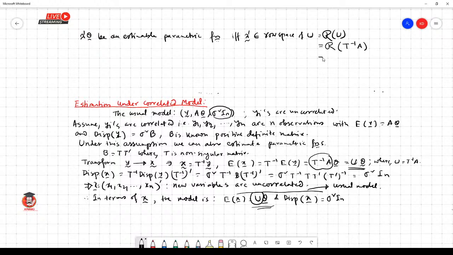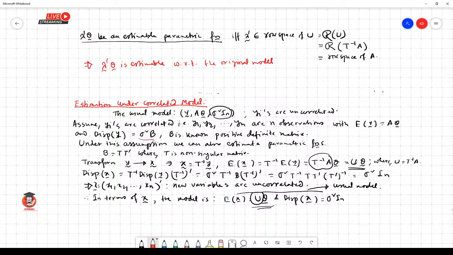and the row space of T inverse A is the same as the row space of A. So this implies lambda curl prime theta curl is estimable if and only if lambda curl prime belongs to the row space of A. Hence we can conclude that lambda curl prime theta curl is estimable with respect to the original model.